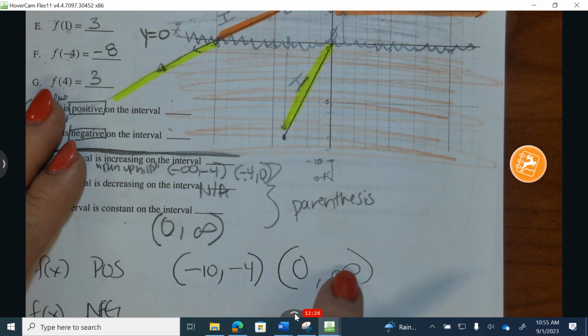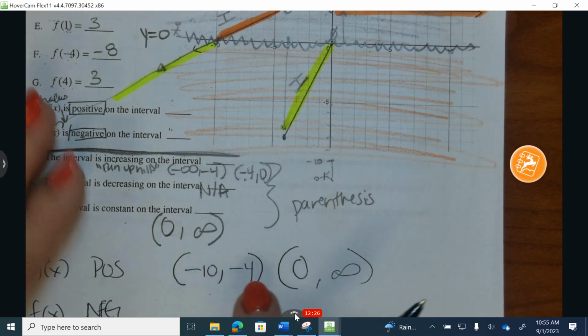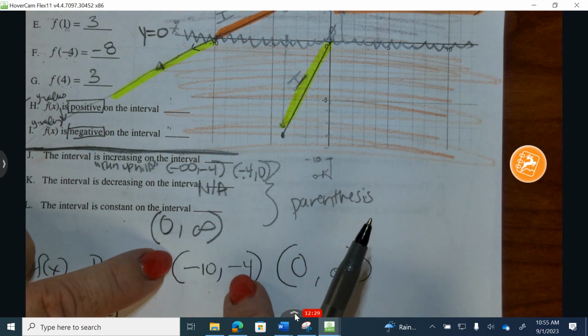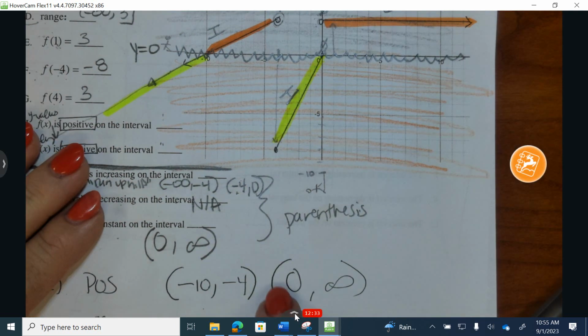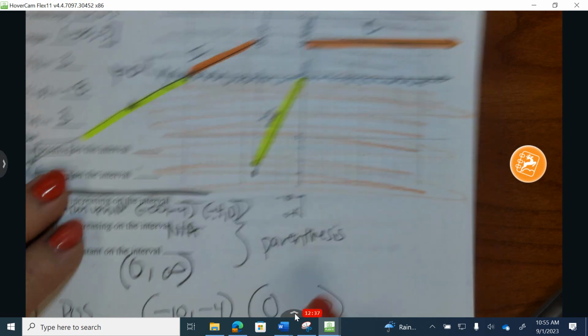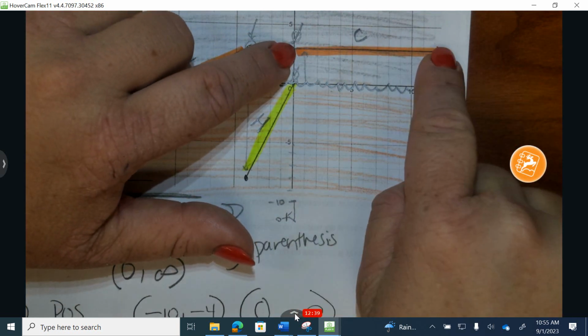These are the two intervals that are written as x values that describe where it is positive. Between -10 and -4, between them, you're right, between them is positive. If I move on from 0, because it's not a bracket, if I move on from 0 and go to the right, it's positive. That is true.